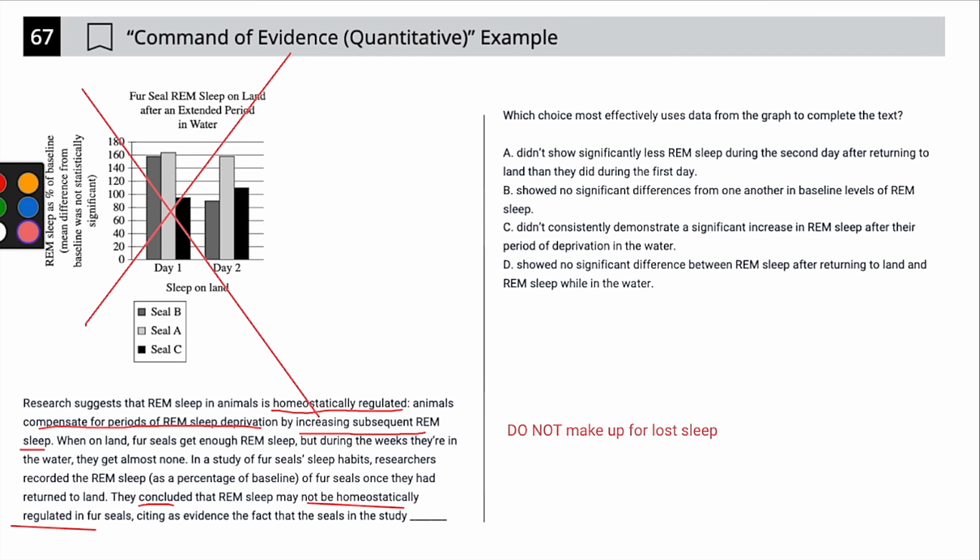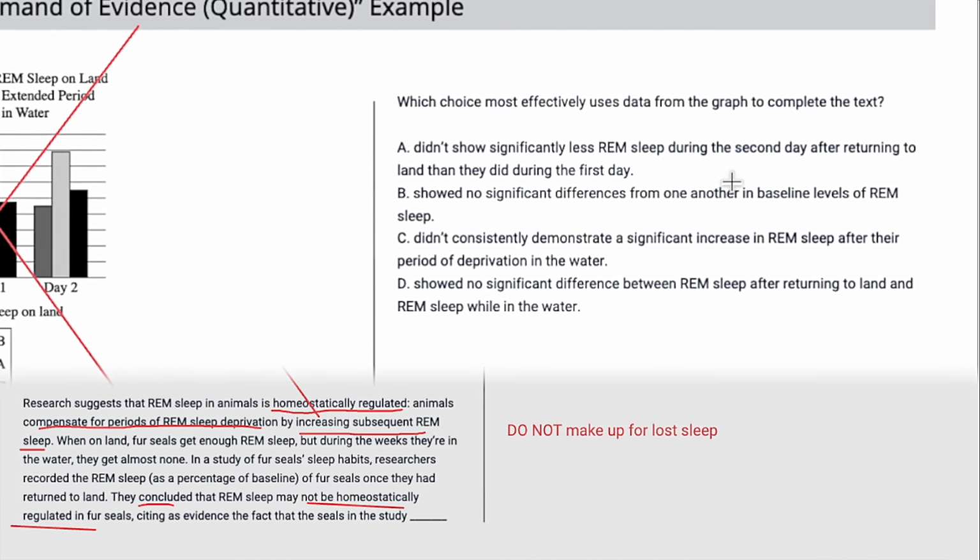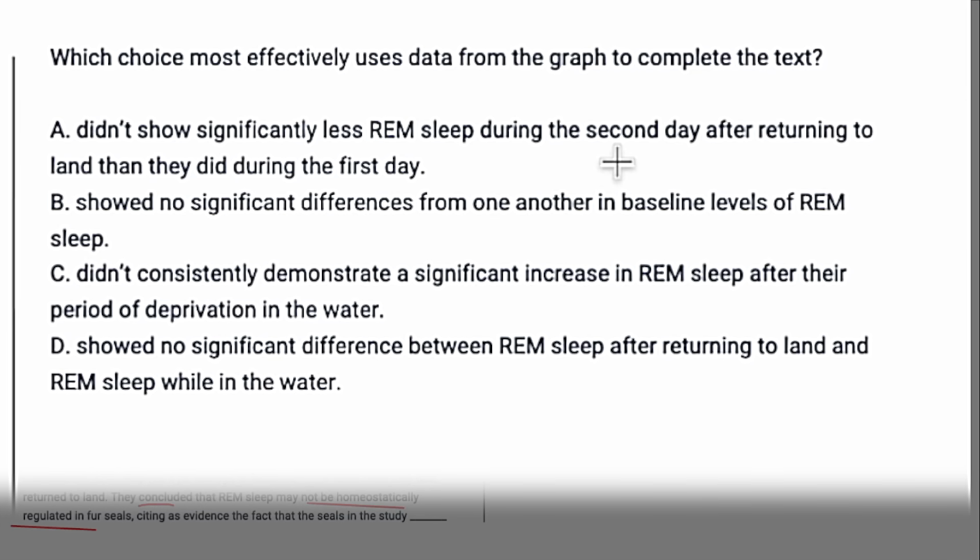So going through my answer choices here, again, we're just eliminating. A, didn't show significantly less REM sleep during the second day than the first day after returning. If we're looking to make up for lost sleep, showing less doesn't make sense. B, showed no significant difference in one another from baseline levels of REM sleep. This is wrong in all sorts of ways. It's talking about comparing to each other, but we should be looking for making up for lost sleep.